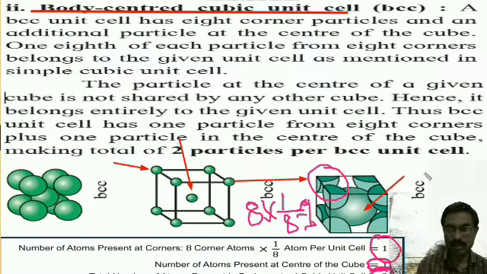And the total number of particles present is 1 at the corners plus 1 atom present at the center of the cubic unit cell. The total number of atoms present in a body centered cubic unit cell is 2.